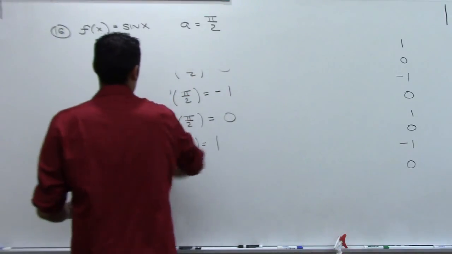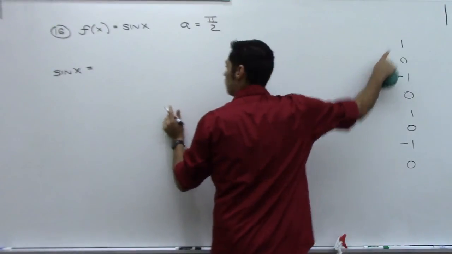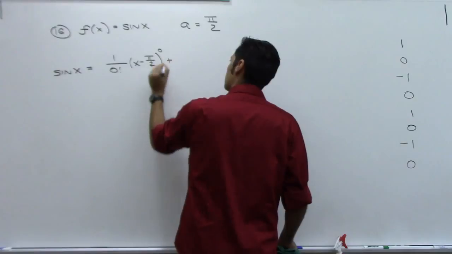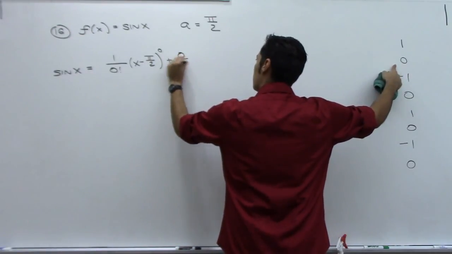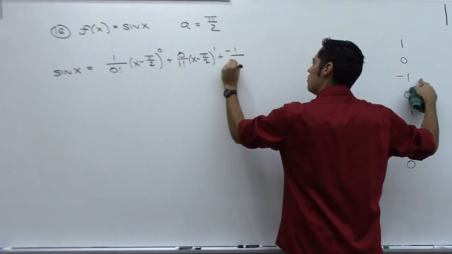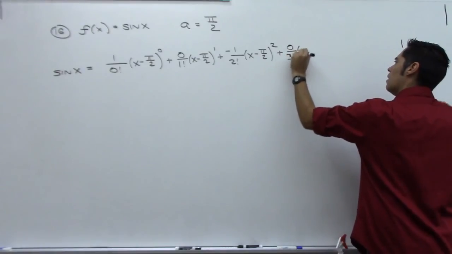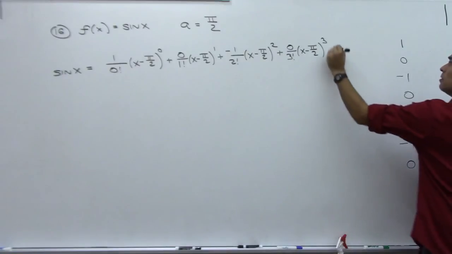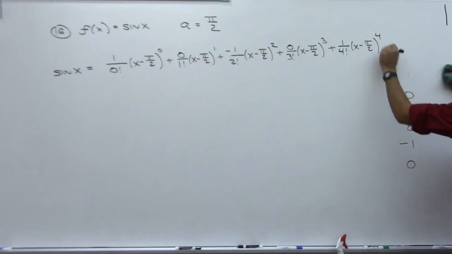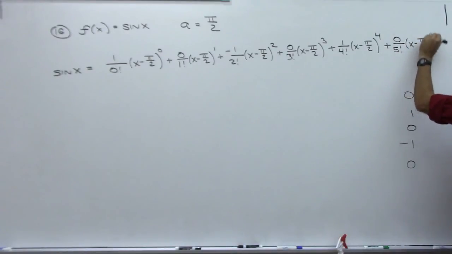So here we go. First, we have sine x equals, this number, 1, over 0 factorial, x minus pi over 2, x minus a to the 0, plus, now this number, 0, over 1 factorial, x minus pi over 2 to the first, plus negative 1 over 2 factorial, x minus pi over 2 squared, plus 0 over 3 factorial, x minus pi over 2 cubed, plus 1 over 4 factorial, x minus pi over 2 to the fourth, plus 0 over 5 factorial, x minus pi over 2 to the fifth.